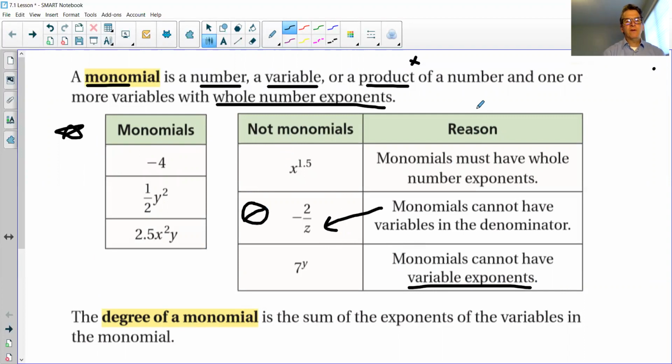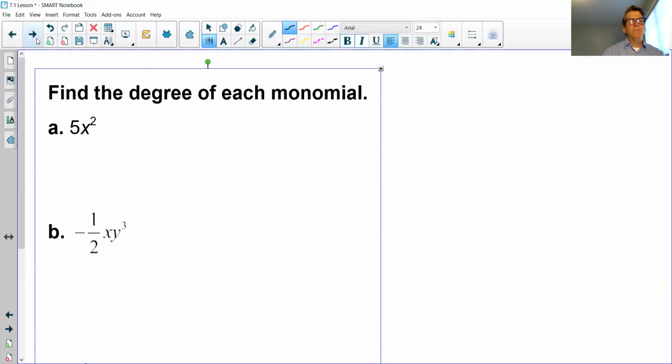There is a characteristic of a monomial called the degree. The degree of a monomial is the sum of the exponents of the variables in the monomial. This is quite easy to do, but it's kind of like a characteristic of the monomial. It's called the degree, and we use it to help rearrange the polynomials. So let's take a look at example 1.